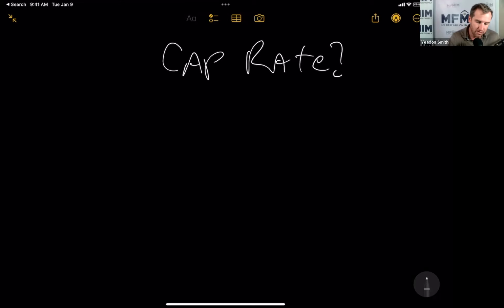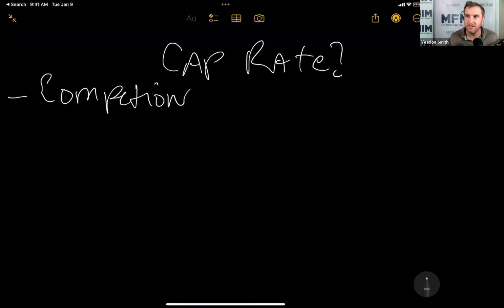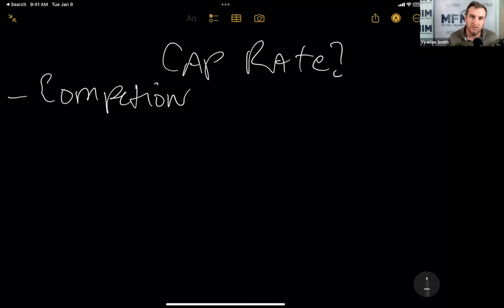Okay. So here's a way to do it. You've got your competition. Check out what is your competition selling for. Look at the stuff that's listed, and you can also look at what has transacted and what cap rate it transacted at. There is a product called CoStar. It's a website. You can go to it. To get full access, you got to pay, but you can talk to brokers, right?